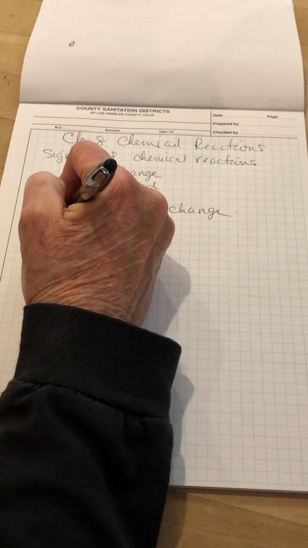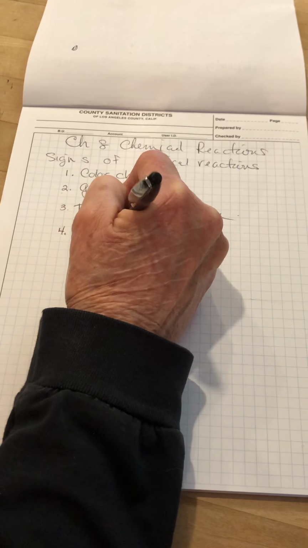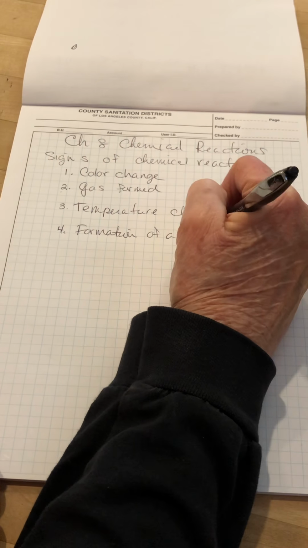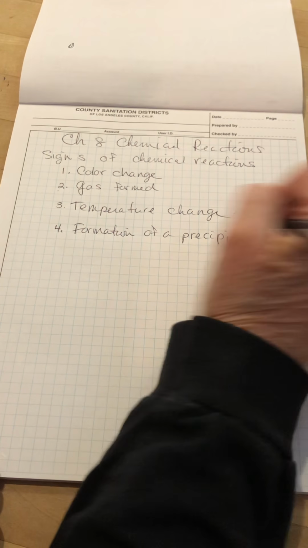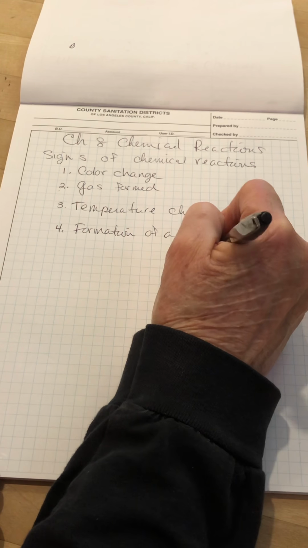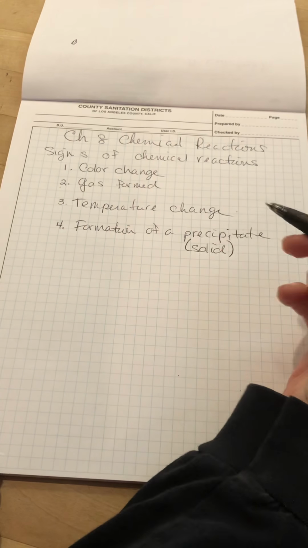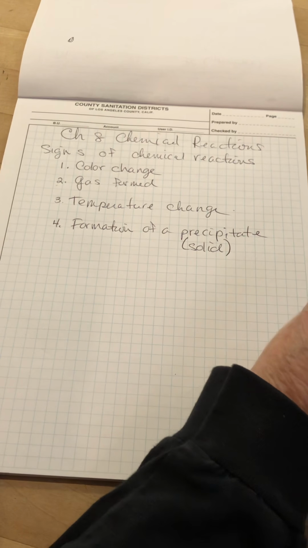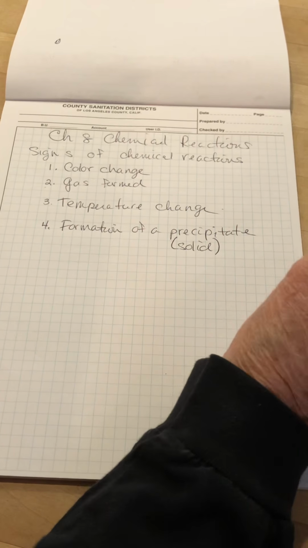The last thing is the formation of a precipitate or a solid. Formation of a precipitate. Okay, a precipitate is a solid. And this is not a situation like water turning into ice and the water becomes solid. This is a situation where you have two liquids that are clear. One might be colored, but they're still clear liquids. You can see through them.